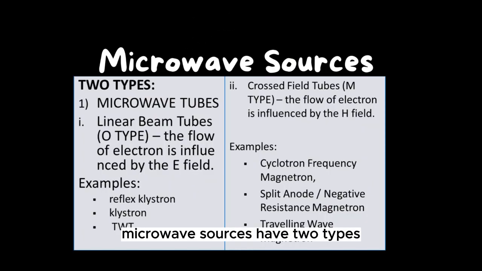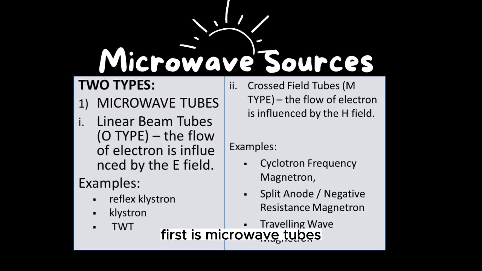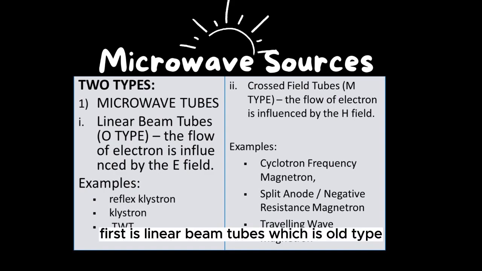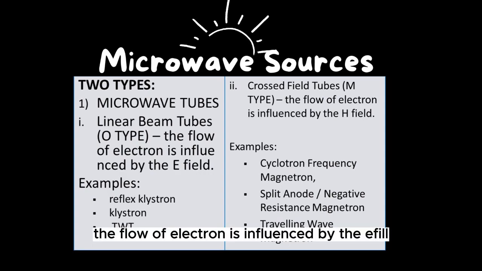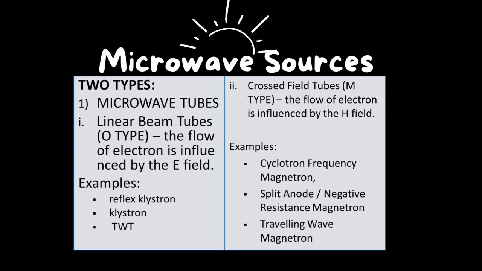Microwave sources have two types. First is microwave tubes. First is linear beam tubes, which is O-type. The flow of electron is influenced by the E field. As examples, reflex klystron and TWT.